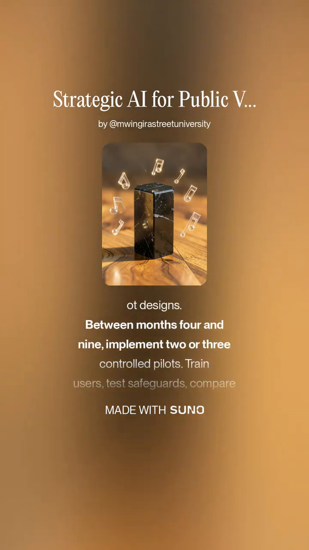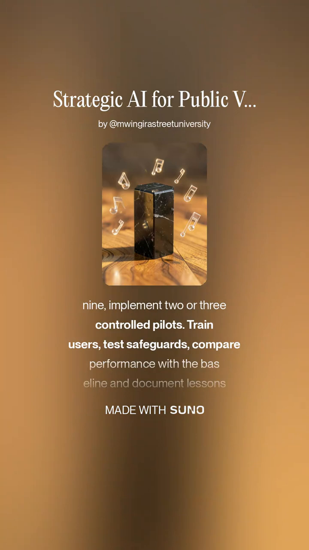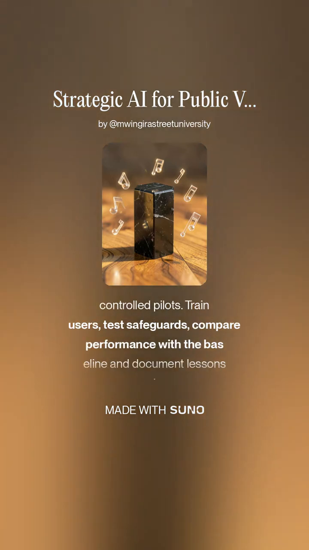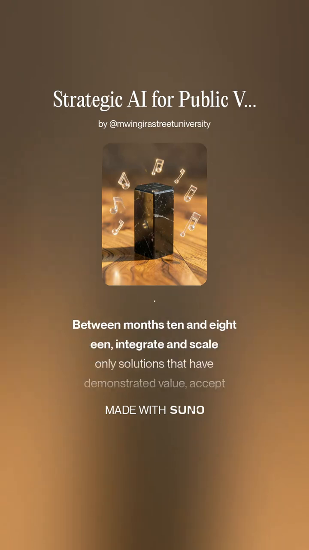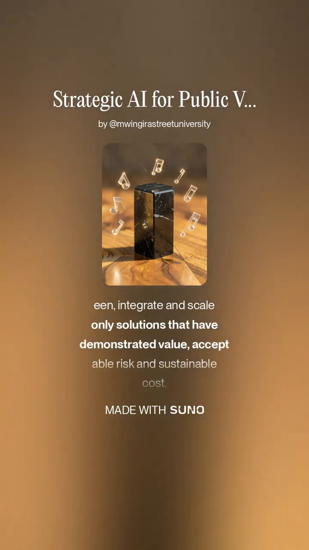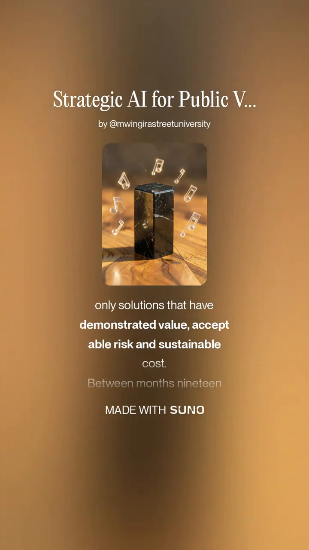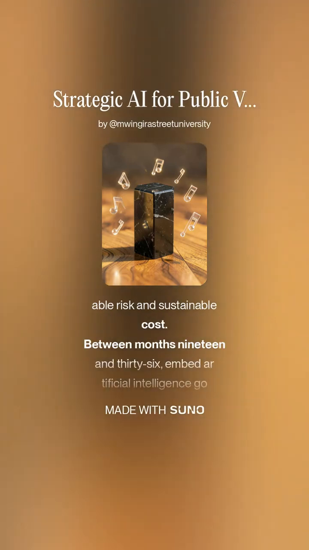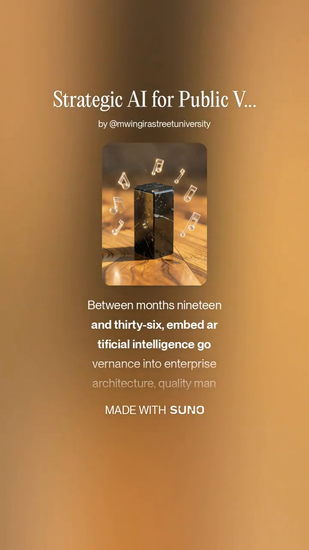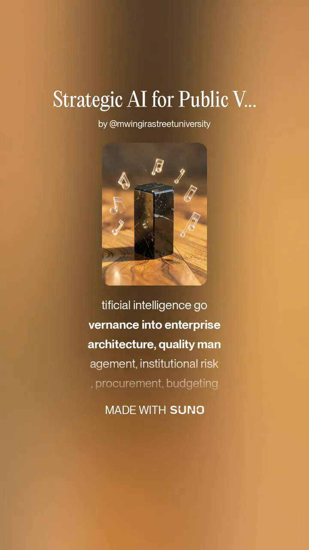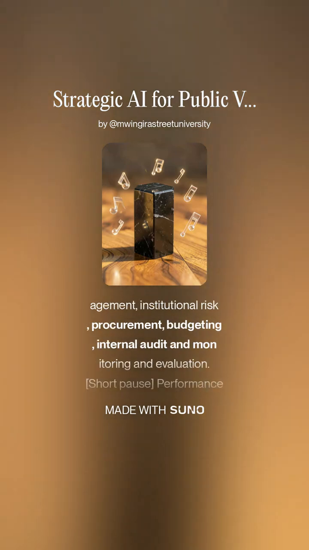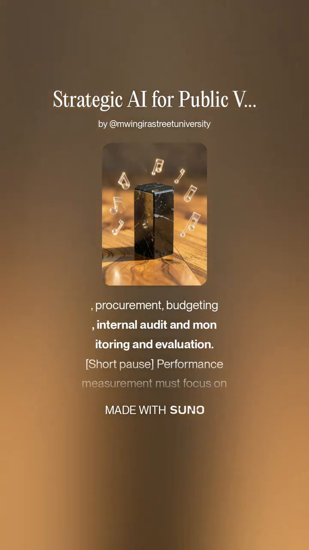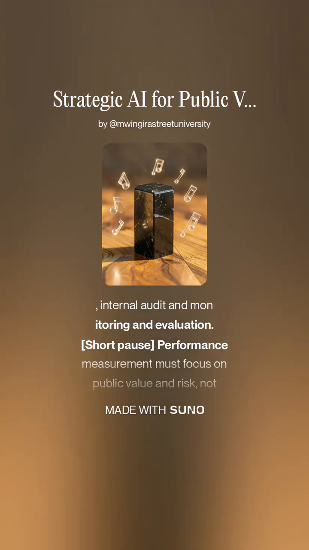Between months 4 and 9, implement 2 or 3 controlled pilots, train users, test safeguards, compare performance with the baseline and document lessons. Between months 10 and 18, integrate and scale only solutions that have demonstrated value, acceptable risk and sustainable cost. Between months 19 and 36, embed artificial intelligence governance into enterprise architecture, quality management, institutional risk, procurement, budgeting, internal audit and monitoring and evaluation.